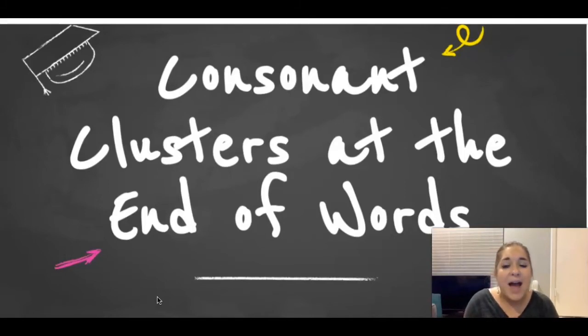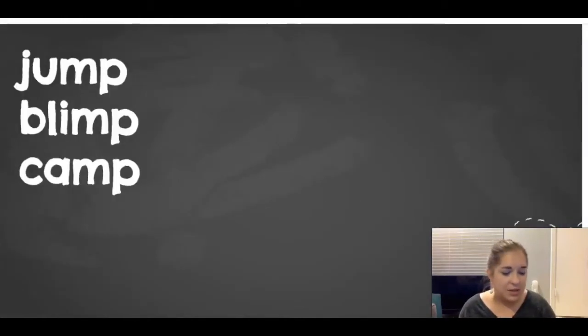Well, we're going to be looking at consonant clusters today. That's when two consonants are put together, but they still make separate sounds. So we're going to look at some examples here first. I have the words jump, blimp, and camp. And I notice that in each of these three words, they end with the consonants M and P, and the M and the P make two separate sounds even though they're put together.